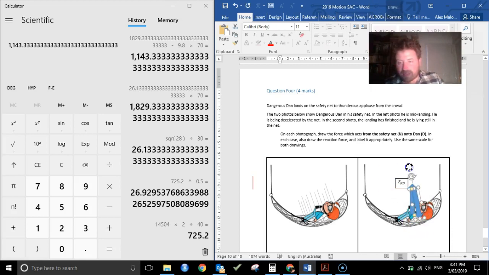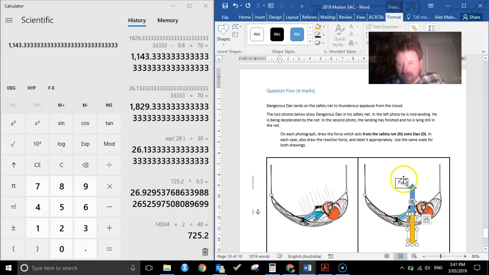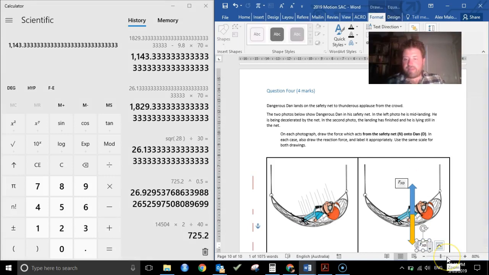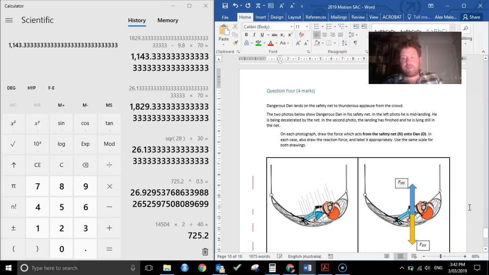It's going to be equally sized and opposite. There we go. Let's also grab a label and put that on it. Now it's not going to be FND, it's going to be FDN. So, the strength of those two forces there is going to be the same as the weight force of Dan, because there's only two forces acting on Dan. There's this upwards force and this gravity.